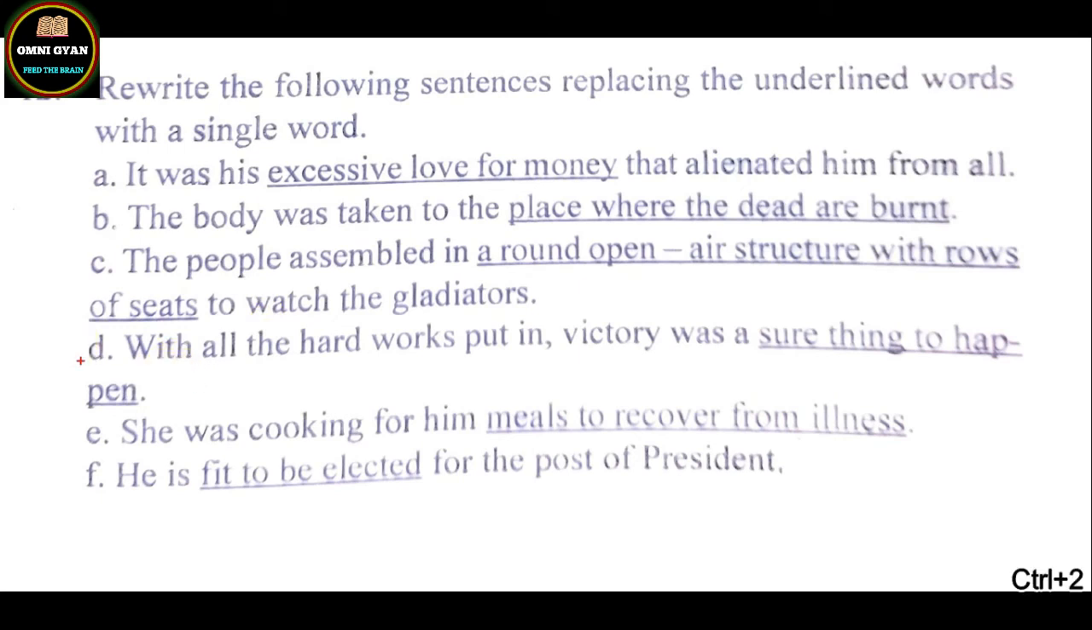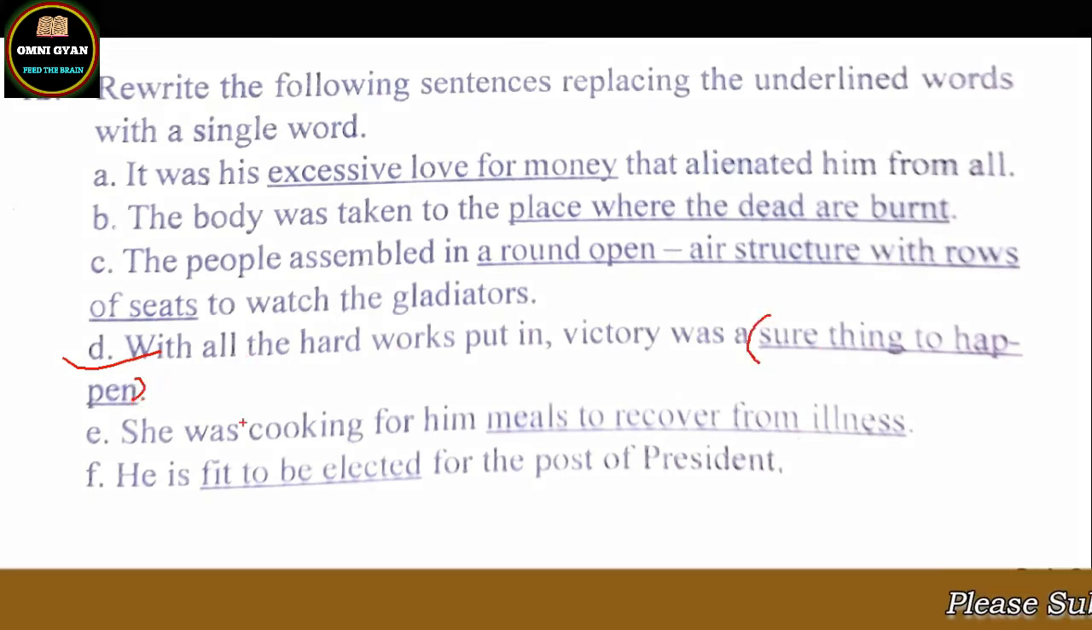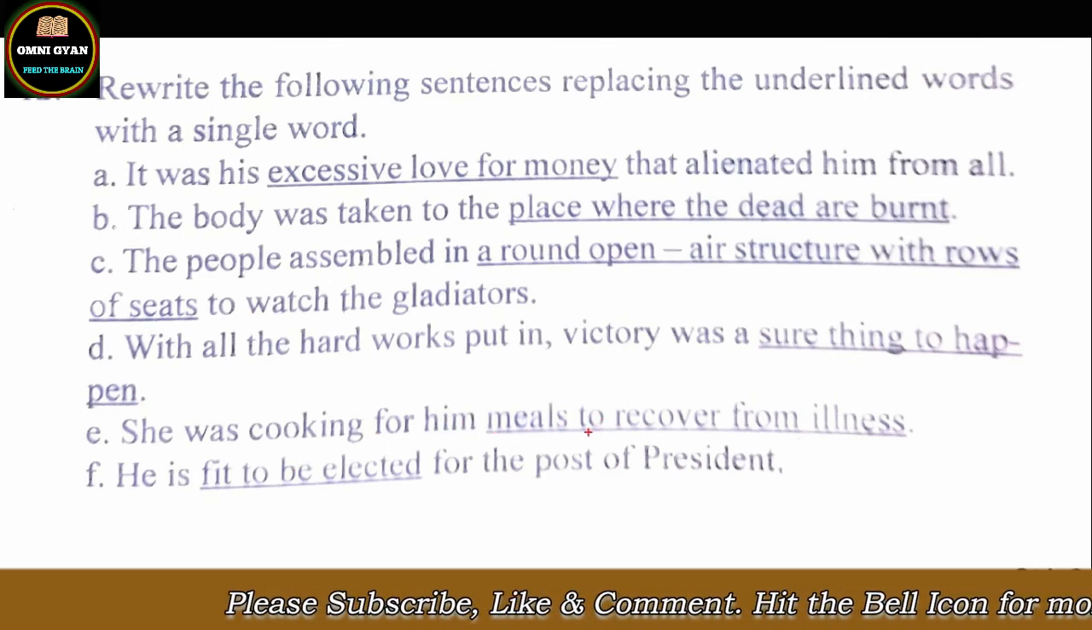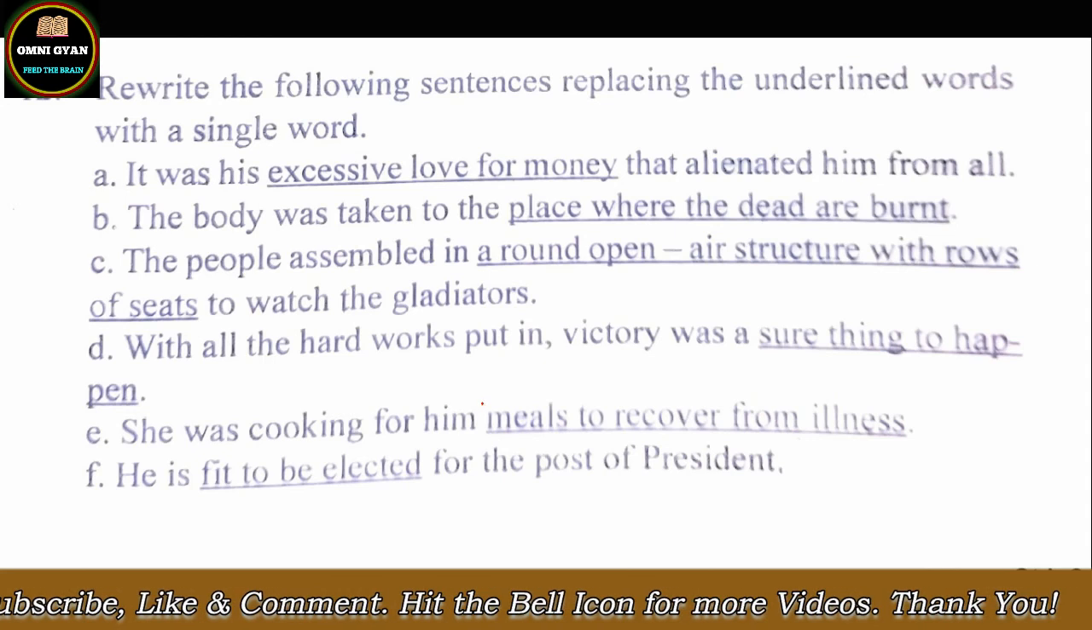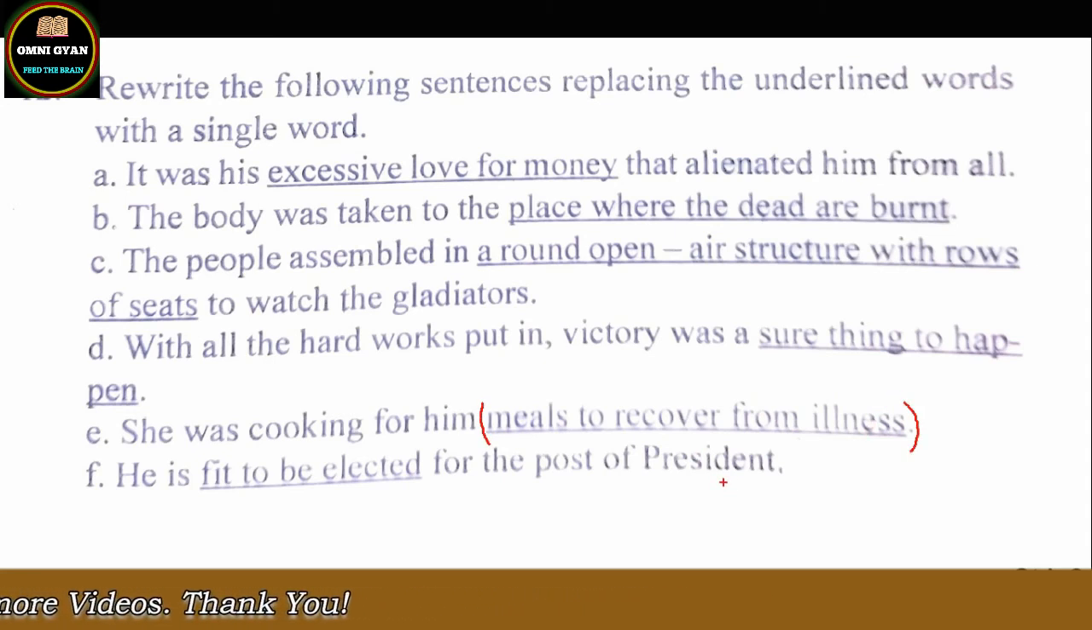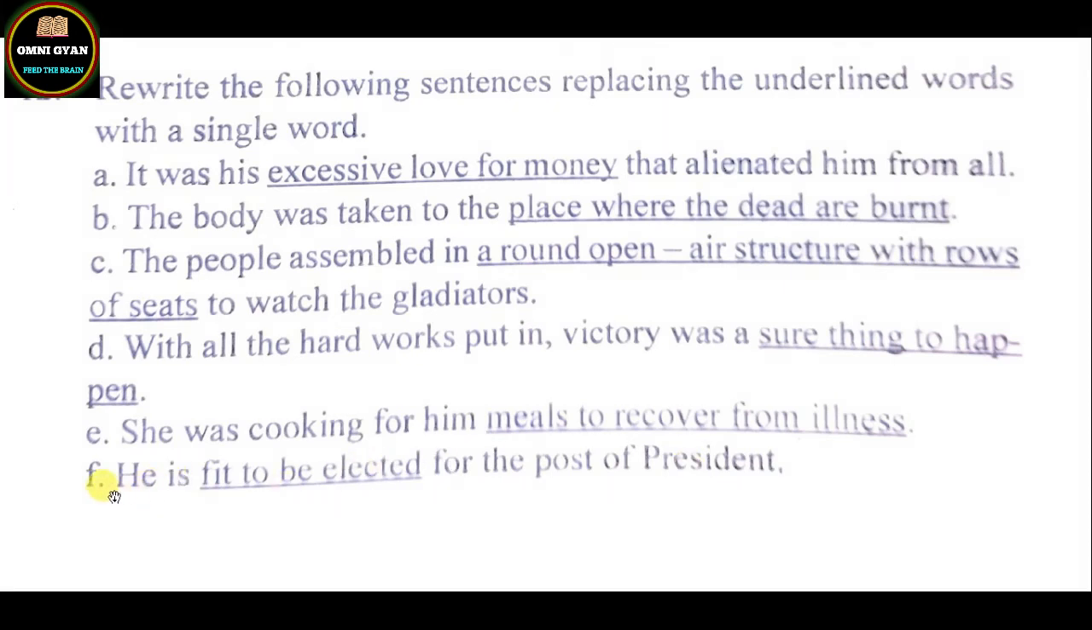Number D. With all the hard works put in, victory was a sure thing to happen. So sure thing to happen has been underlined here. Next, she was cooking for him meals to recover from illness. So meals to recover from illness has been underlined here. We'll check the answers in the next page. Last one, he is fit to be elected for the post of president. Now fit to be elected. Let's see what fit to be elected means in one word. We'll check the answers in the next page.